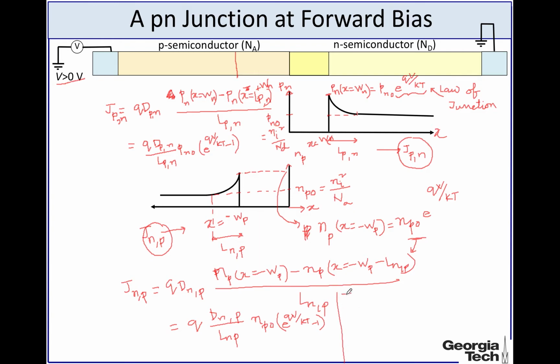So the total current density J equals Jpn, the current due to the hole injection from the p side to the n side, plus Jnp, the current due to the electron injection into the p side from the n side, and it will be equal to Q multiplied with Dpn over Lpn multiplied with Pn0 plus Dnp over Lnp multiplied with Np0, multiplied with e power Qv over Kt minus 1, and this quantity we call J0.